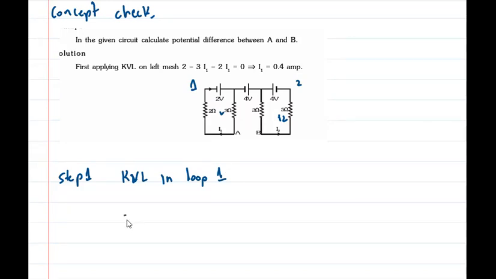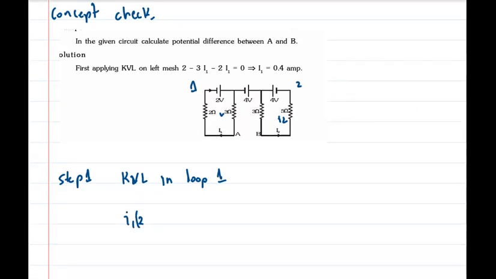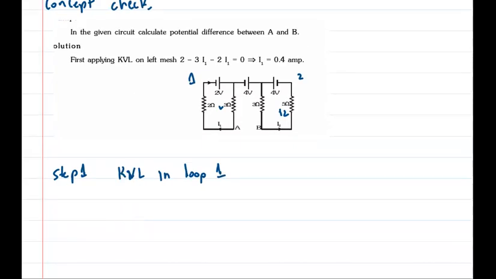So it would be I1 into 2. I'm just using the shortcut. I hope all of you remember the shortcut. This loop mein kitne resistance? 2 or 3. So it is I1 into 2 plus 3. There is no common point, so I2 will not come at all. Now current is entering inside the battery, so it is minus 2 volt is equal to 0. So I1 is 2 by 5, equal to 0.4 ampere. Easy enough? Anyone have any doubt?